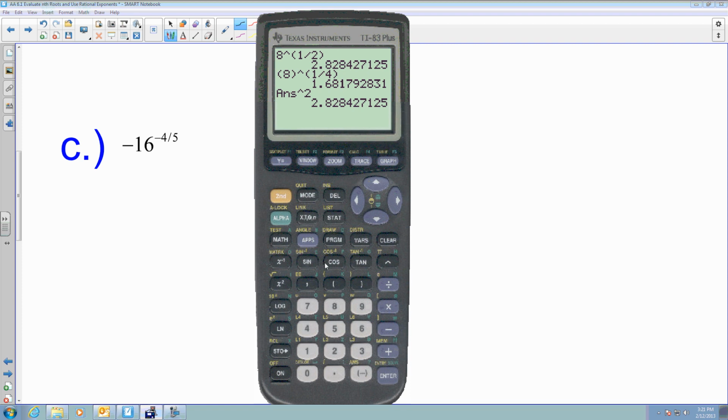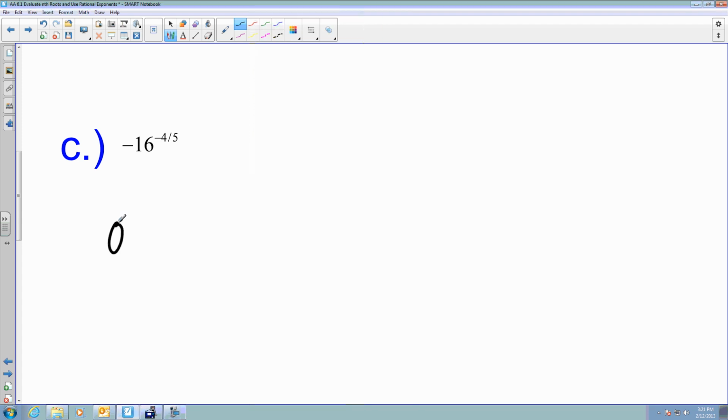Here, punch in the calculator. If I go negative 16 to the negative 4 divided by 5, that's 0.11. Okay.